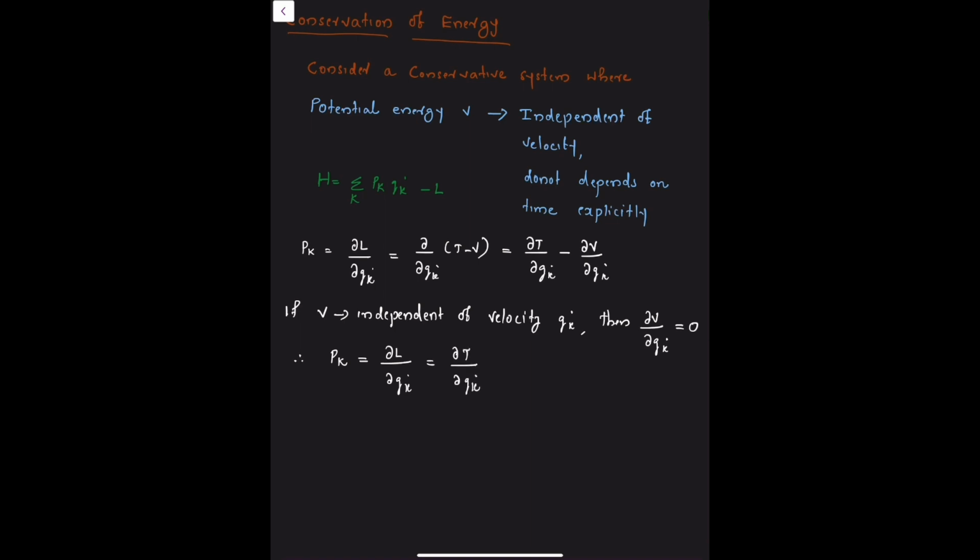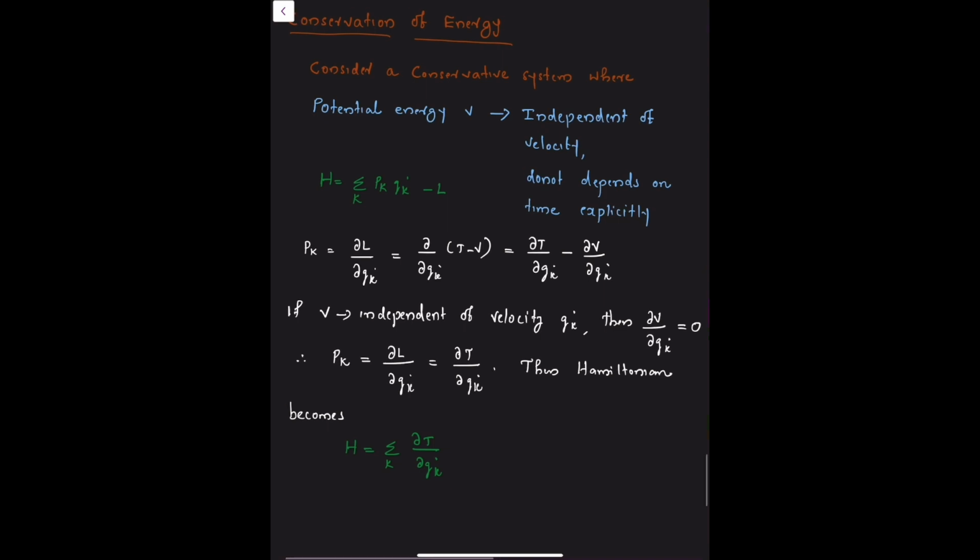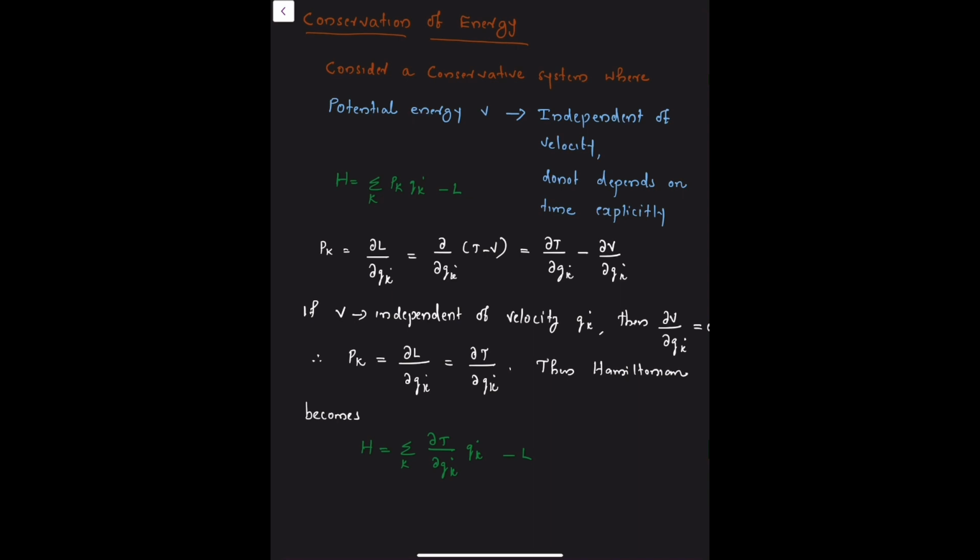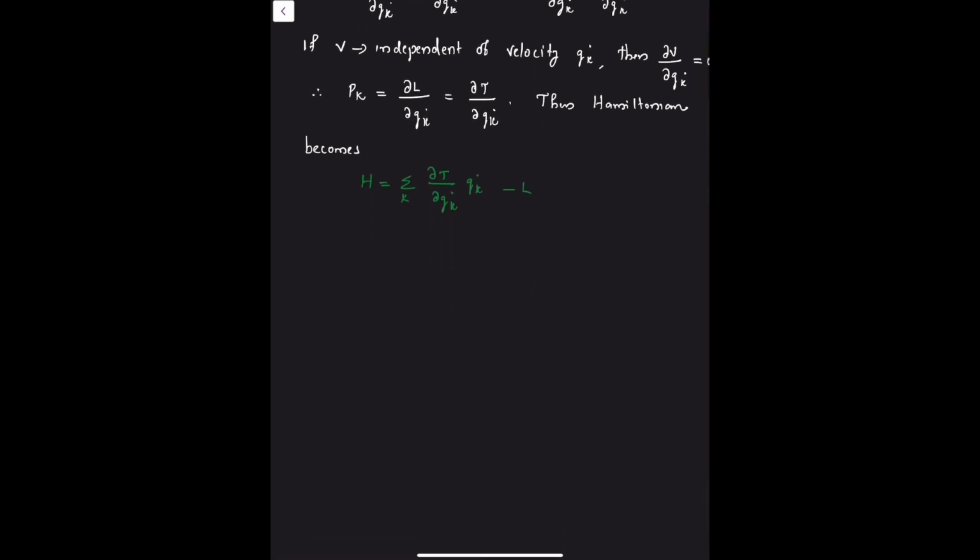Now substitute the value of pk in the Hamiltonian function. What happens to this Hamiltonian function H? H is actually sum over k pk qk dot minus L. Now we have pk equal to ∂T/∂qk dot. So H is equal to sum over k ∂T/∂qk dot times qk dot minus L. Now we have to find out what this first term indicates: sum over k ∂T/∂qk dot into qk dot.